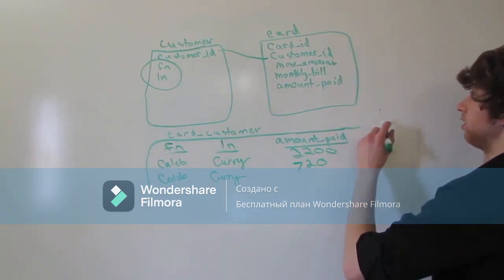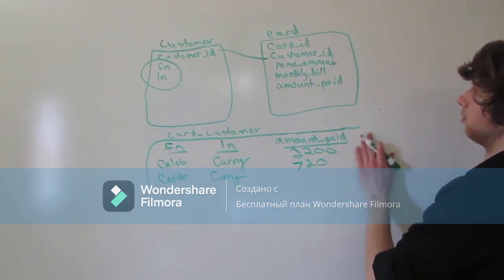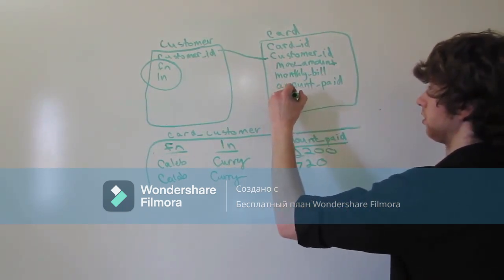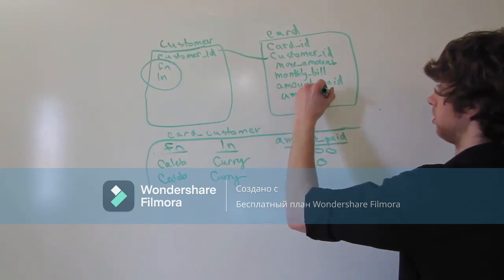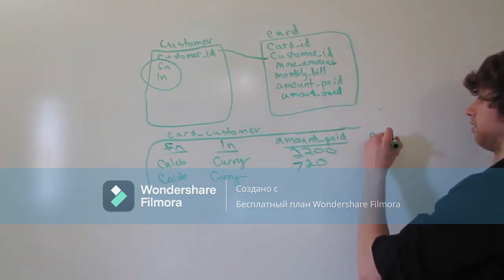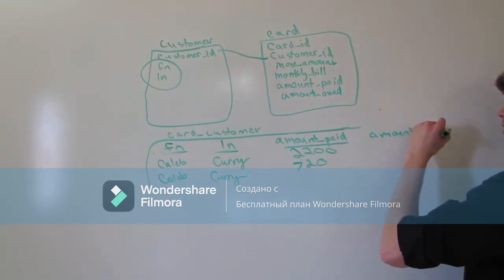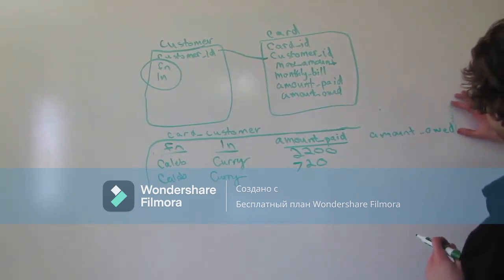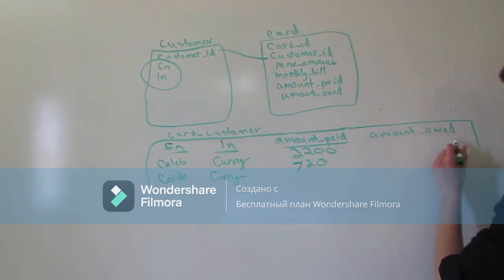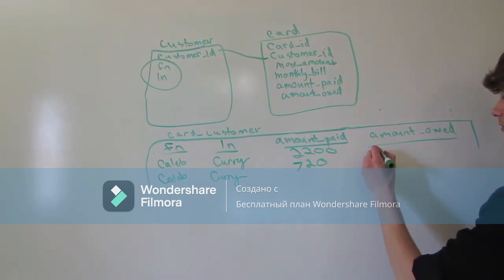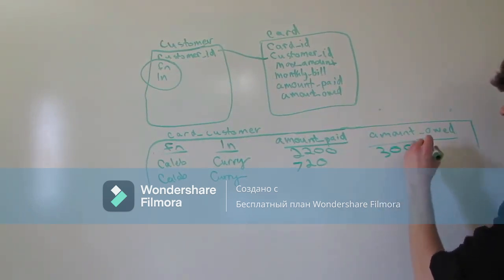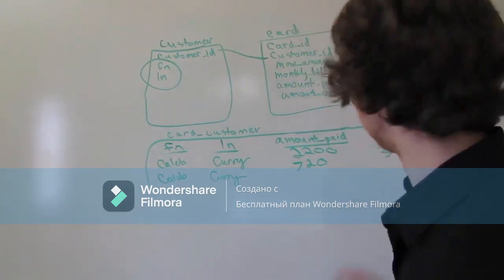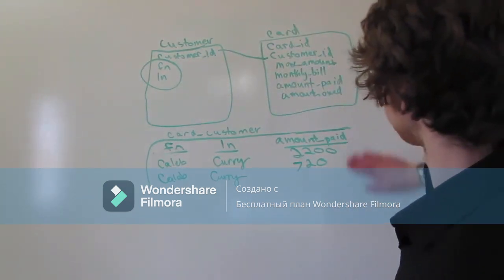So that's basically, we could have a column on here such as amount owed. And we could have that in here too. And that would basically say how much they paid out of how much. So it'd look like, within here we could have amount owed, like 3,000, which is basically saying 2,200 out of 3,000. If you wanted to do that, you could do that, but for simplicity's sake, let's keep it like this.